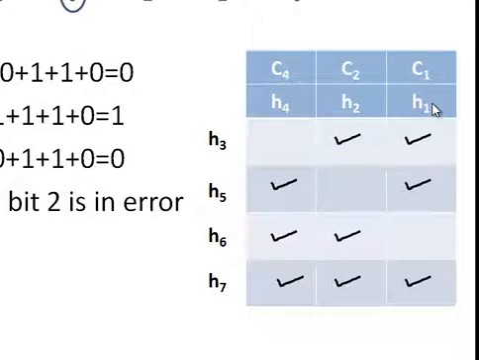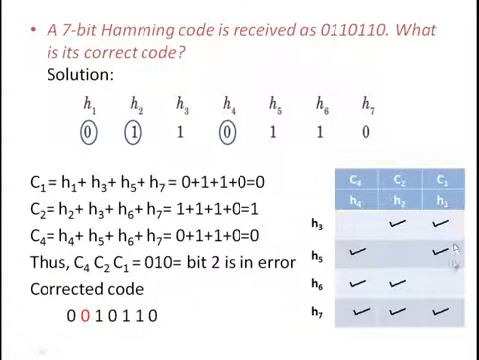C1 depends upon H1, H3, H5, H7. So you have to do again the modulo 2 addition and you will get the value of C1. Now C2 depends upon H2, H3, H6, H7. Perform the modulo 2 addition of the respective bits, and this will be C2. Now C4 depends upon H4, H5, H6, H7. Again perform the modulo 2 addition of the respective bits, and you will get C4.